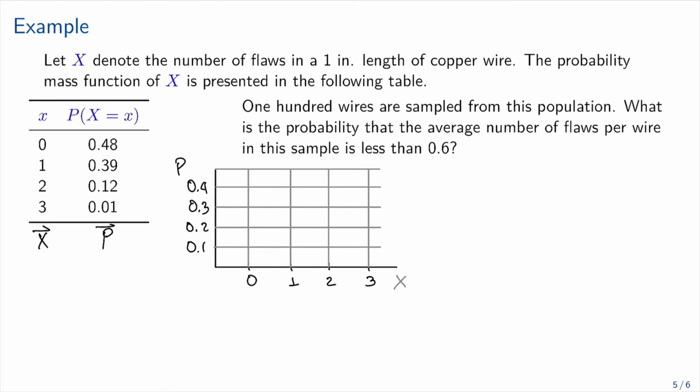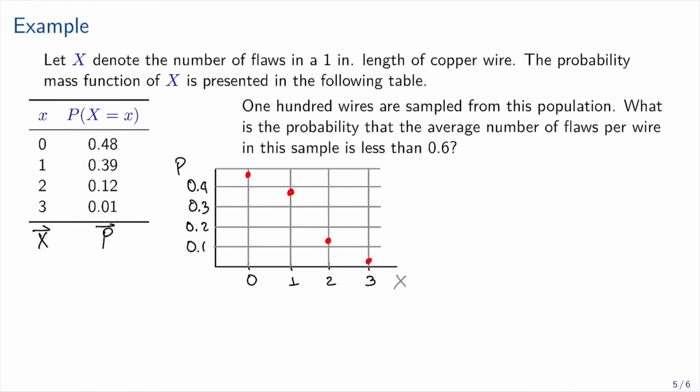What we have is that x denotes the number of flaws in 1 inch length of copper wire, and the probability mass function of x is presented in this table. So for this table we have a discrete random variable with values 0, 1, 2, and 3, and the corresponding probability 0.48, and if I plot the probability 0.48 in this plot, we have 0.48 more or less in that region. For x equal to 1 we have 0.39, something over there. For x equal to 2, 0.12, so that will be something closer to that, and for 3 is 0.01.